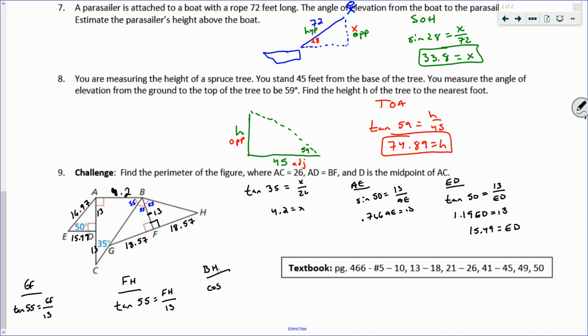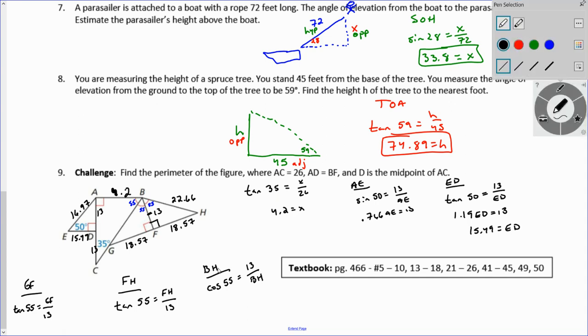Now if I go BH, and I want to say cosine of 55 equals adjacent over hypotenuse, looking at triangle BHF. So if I go cosine of 55, multiply the BH over, and then divide the decimal off, I think I get something like 22.66.